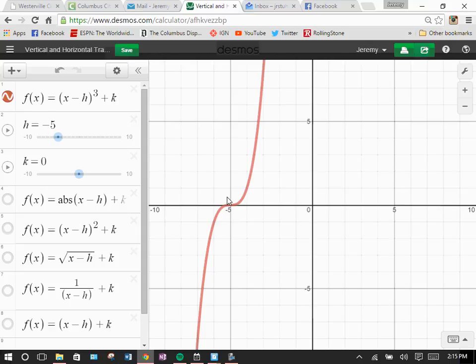You can put it. But just know that in this case, if you want to graph it, you wouldn't put x plus 5 to the third plus k, because you can't put a k on your calculator. It'd be x plus 5 to the third. All right?